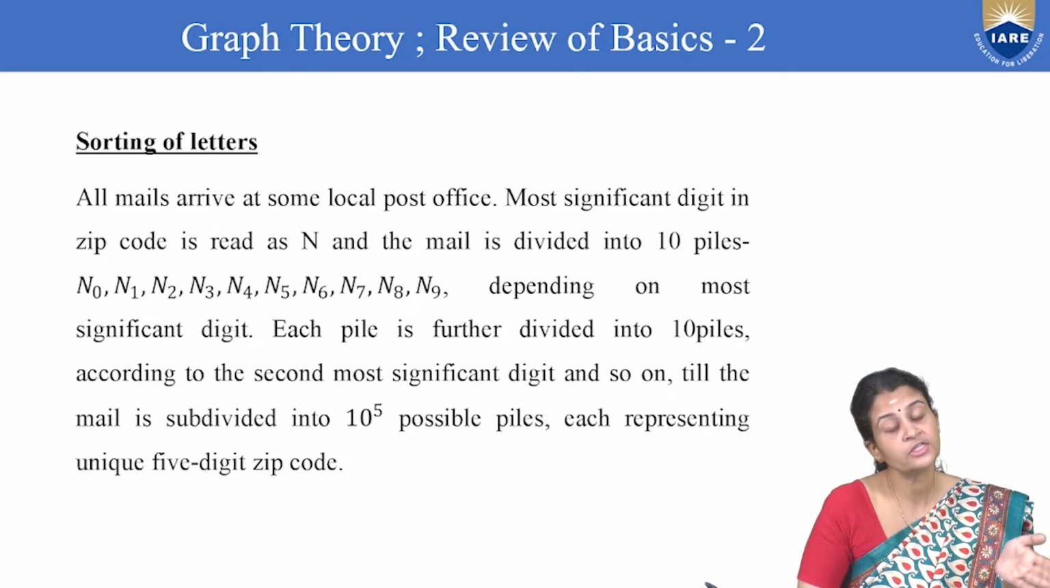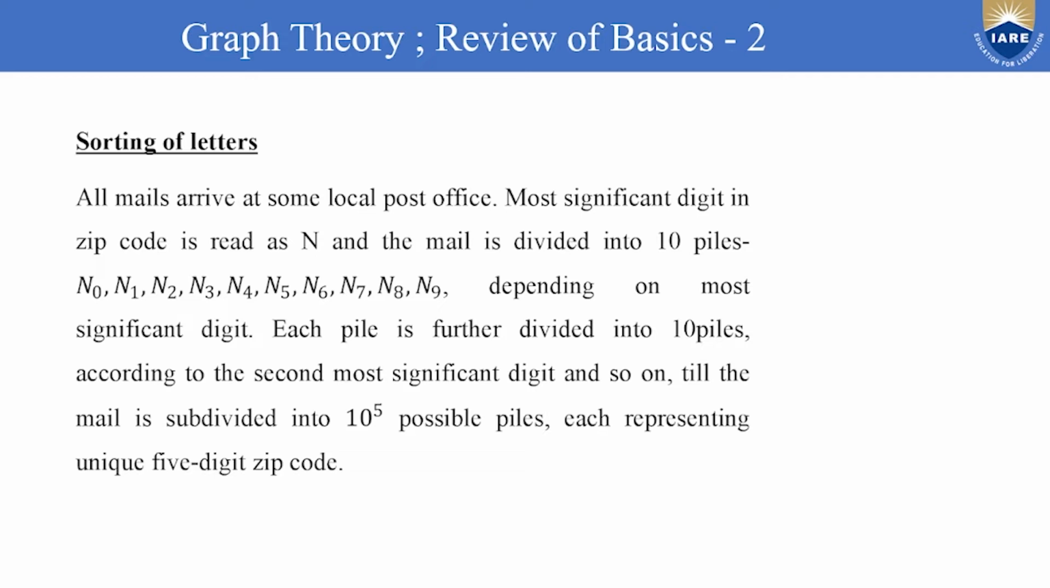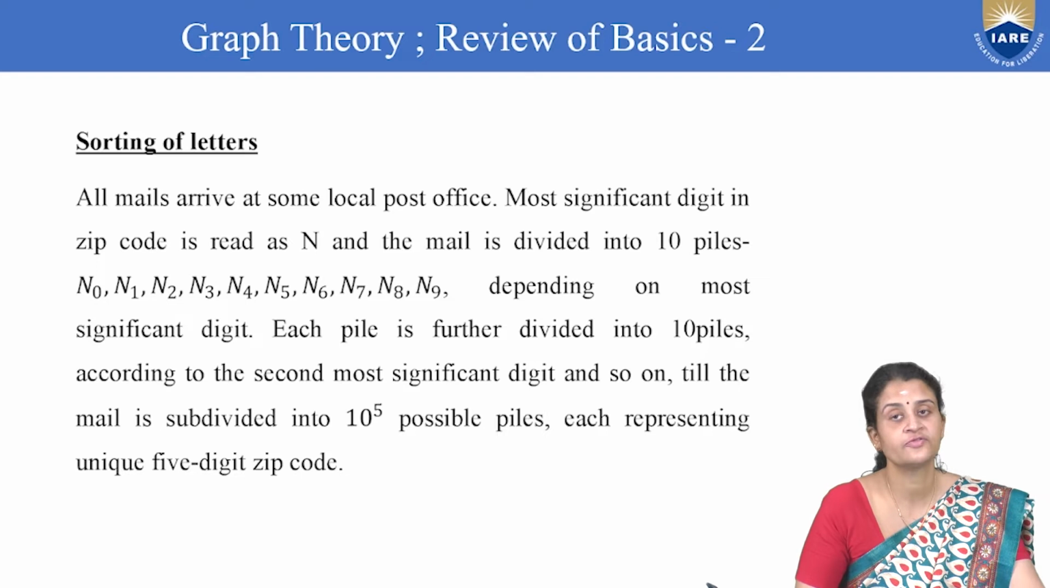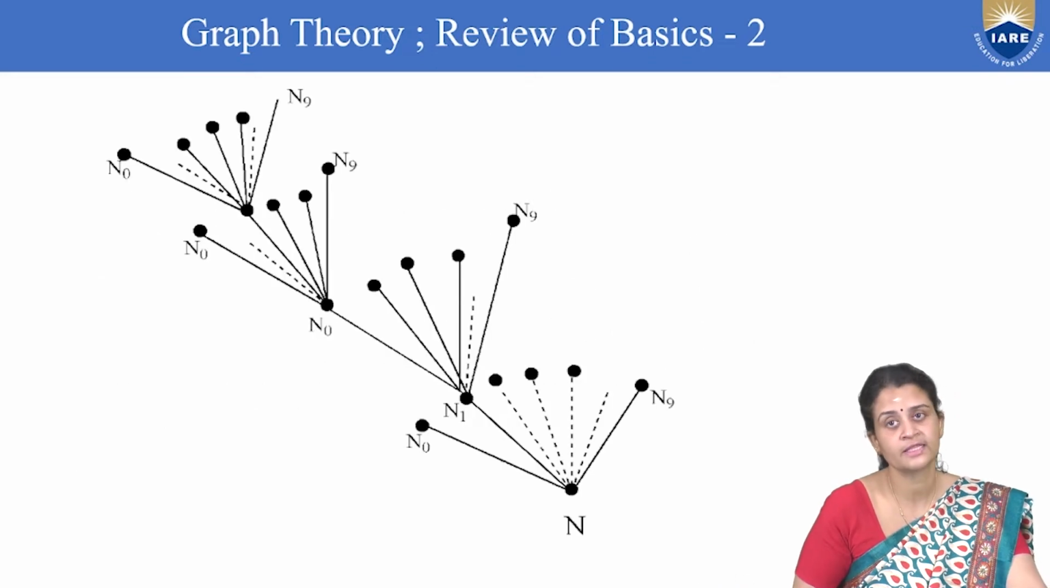Each pile is further divided into 10 piles according to the second most significant digit, and so on till the mail is divided into 10 raised to 5 possible piles, each representing a unique 5-digit zip code. And the tree structure will be like this.